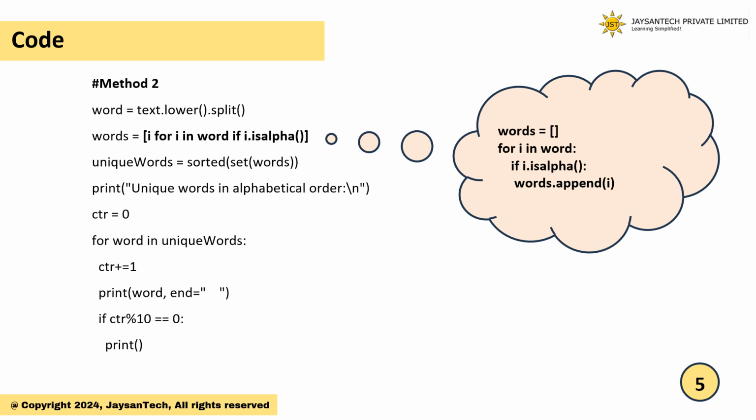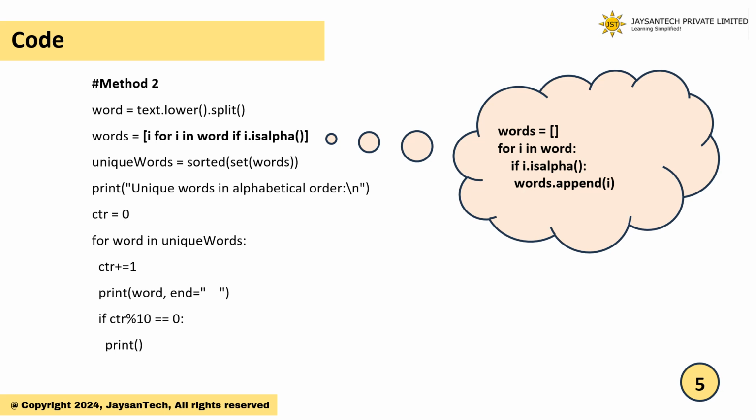Then what are we doing here in the second line? We are using the list comprehension method. The expansion of that list comprehension method is given in the cloud on the slide. So if you see here, we have created one empty list called words and we are traversing through the word variable in which we have converted the text to lowercase and split it. We are checking whether that particular element is a word or not. That is using the isalpha function. So hello is a word, space is not a word, world is a word. So hello and world will be fetched and we are appending them to the empty words list.